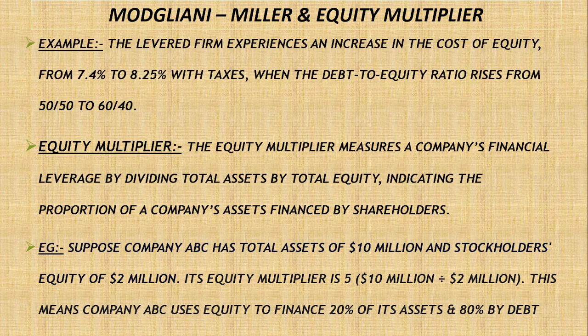Example: suppose company ABC has total assets of 10 million US dollars and stockholders' equity of 2 million US dollars. Its equity multiplier is 5, that's 10 million US dollars divided by 2 million US dollars. This means Company ABC uses equity to finance 20% of its assets and 80% by debt.